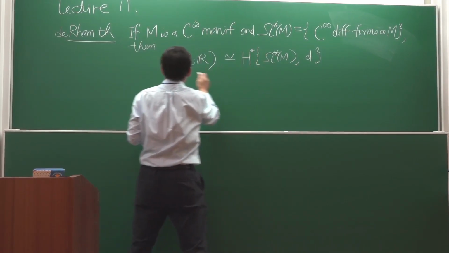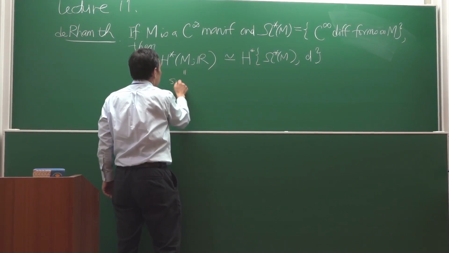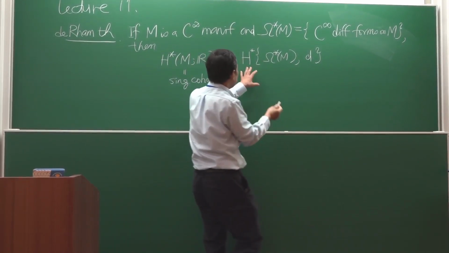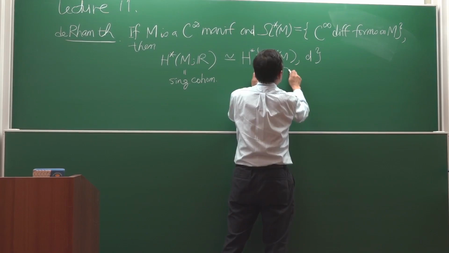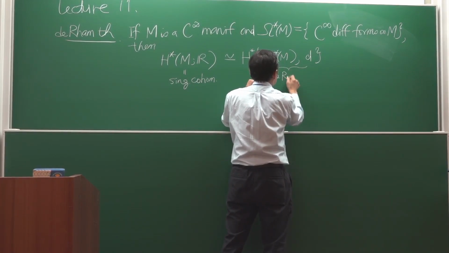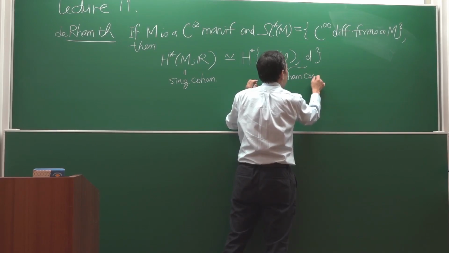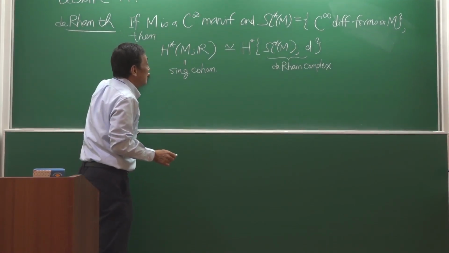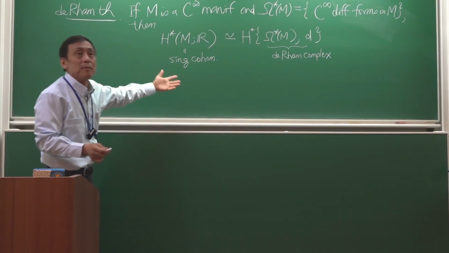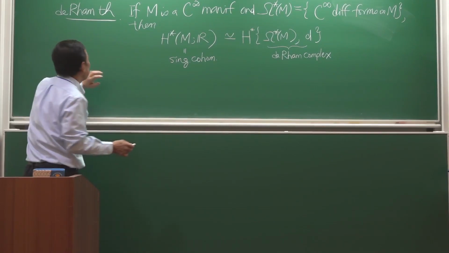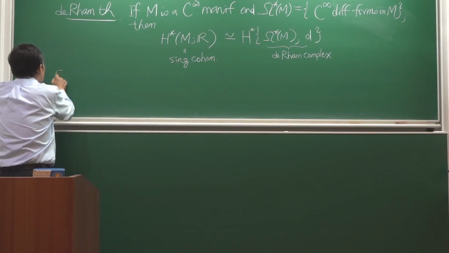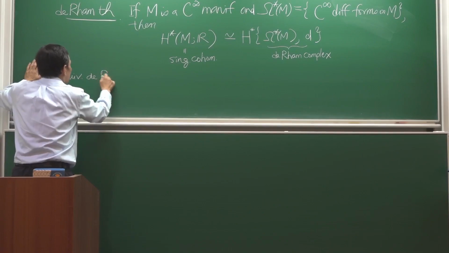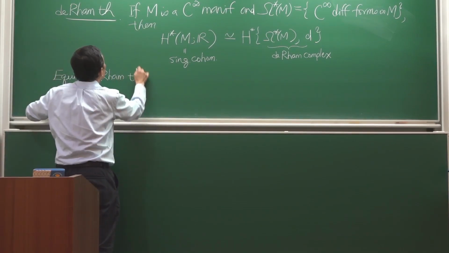Okay? So here, this is singular cohomology. And here, this is the cohomology of this complex that's called the de Rham complex. Okay. Yeah, so it says you can use differential forms to calculate singular cohomology. Now, in equivariant theory, there is also a de Rham theorem.